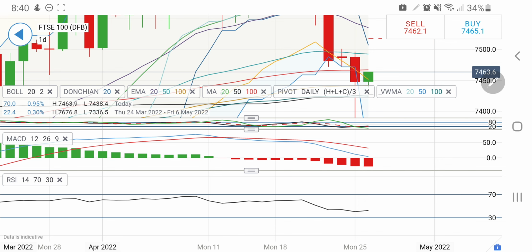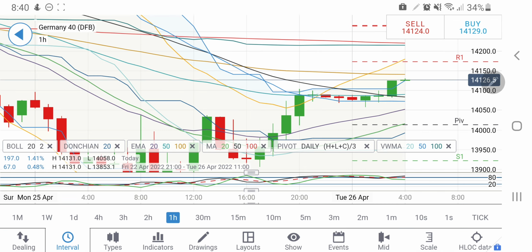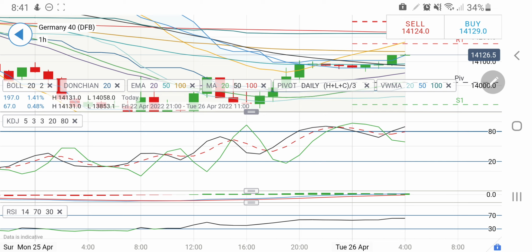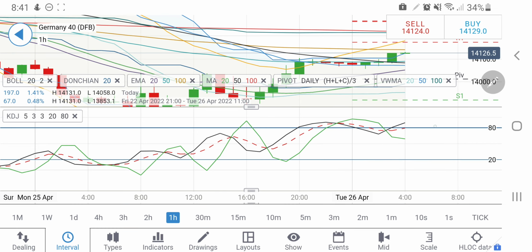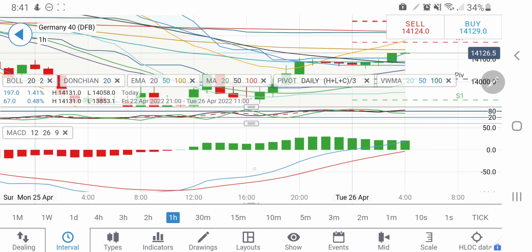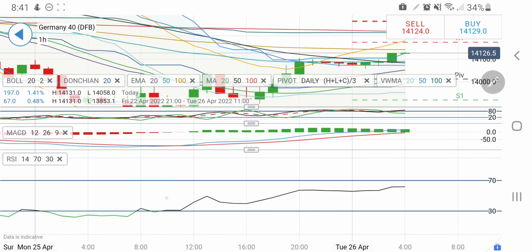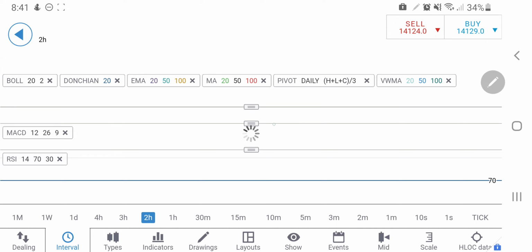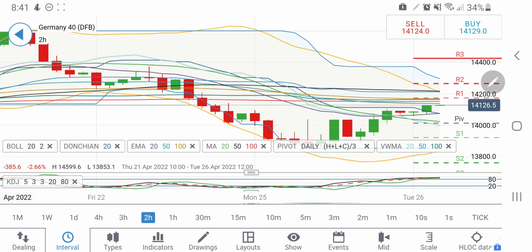Now let's have a look at Germany 40. On the hourly chart, Germany 40 is trying to break out, and yes, it is good to stay long on Germany 40 till the time today it stays above 14050. So 14050 is the level we have to mark out for 1 hour stochastic overbought. MACD is trying to converge here. RSI is near to overbought there, and on the 2-hour charts too, it is overbought.